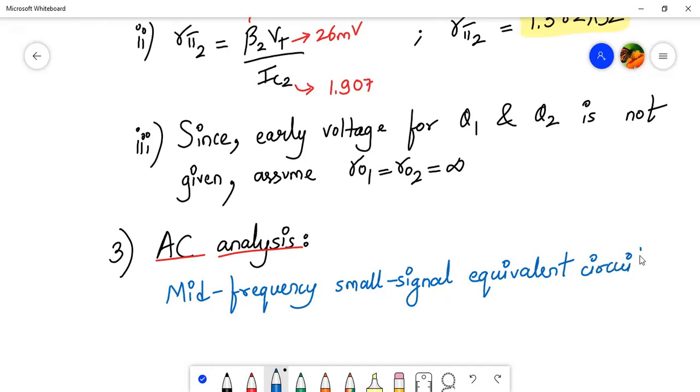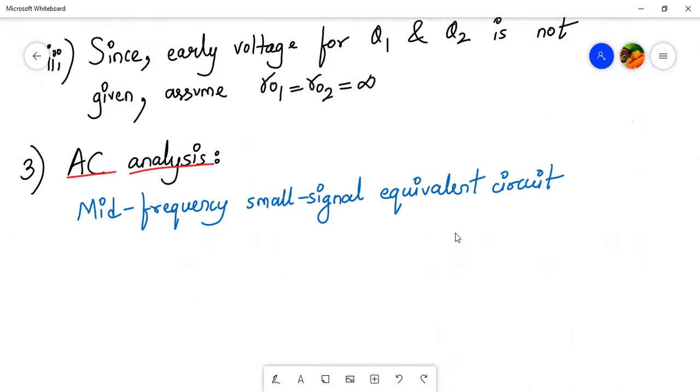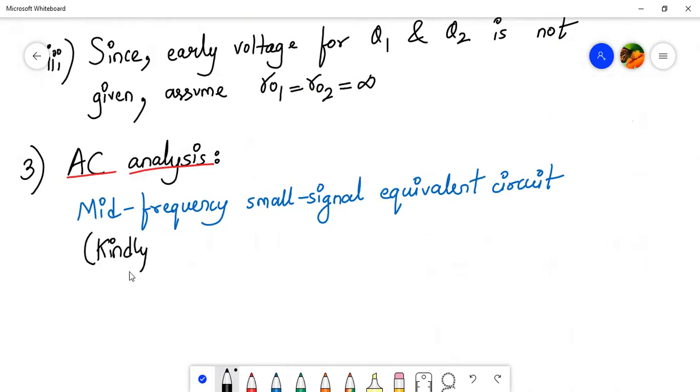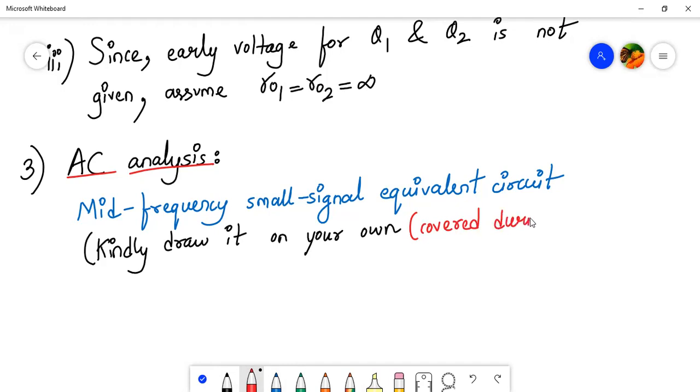Actually, this was covered in AEC lecture 19.2. So kindly draw that in your books. I am writing it down over here, in black color. Kindly draw it on your own. And we can write over here, covered during AEC lecture number 19.2, part 2. So you all can refer to it from there. Draw the mid frequency small signal equivalent circuit in your books.